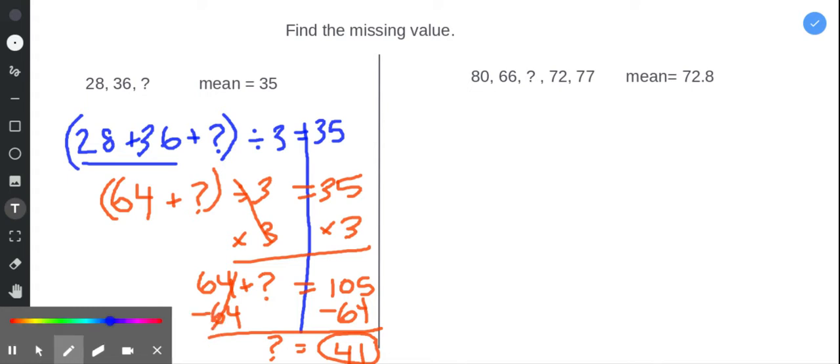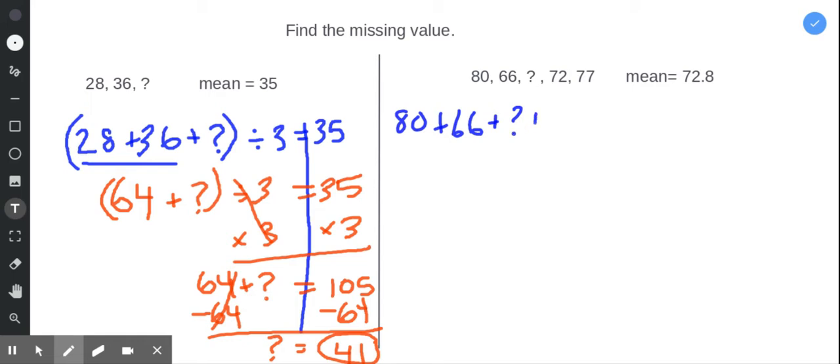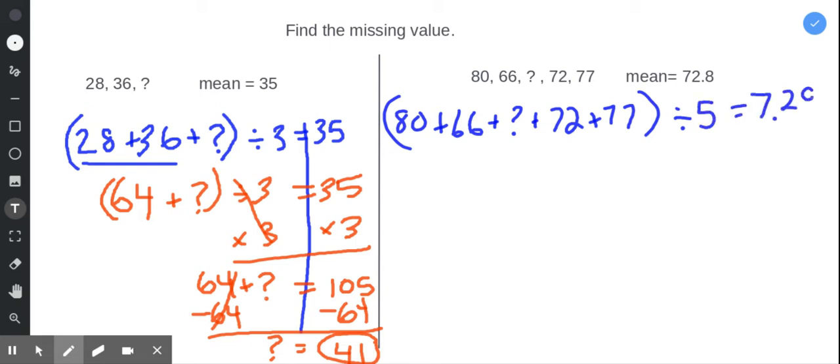I'm going to go through those one more time with the example over here. The next example says 80, 66, an unknown value, 72, 77, and it gives you the mean as 72.8. So I know that if I were to take all of the data, 80 plus 66 plus a question mark plus 72 plus 77, if I were to add all those together and then divide it by the number of data, so 1, 2, 3, 4, 5, because including the unknown, that would give me 72.8.